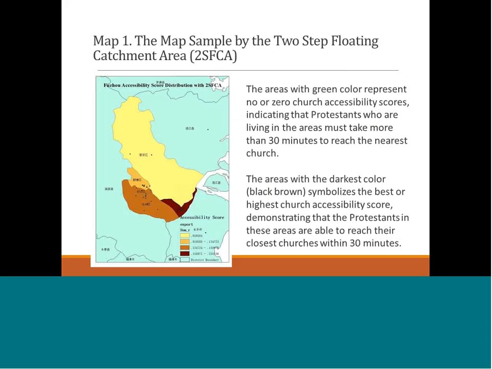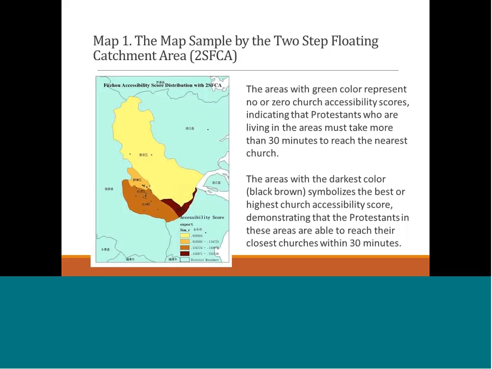Here is the map sample by 2-step. The area with the green or blue color represents zero church accessibility scores, indicating that Protestants living in this area must take more than 30 minutes to reach the nearest church. The area with the darkest color, black brown, symbolizes the highest church accessibility score, demonstrating that Protestants in this area are able to reach their closest church within 30 minutes.